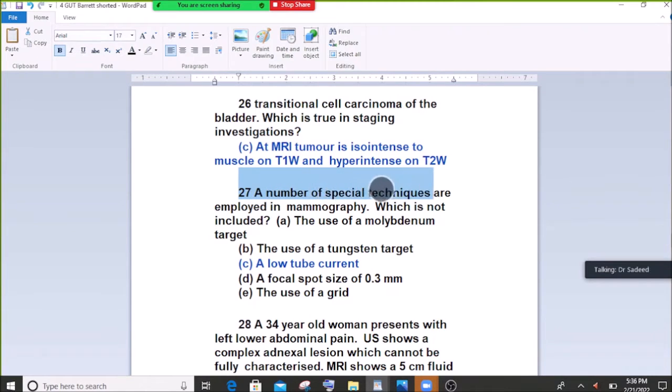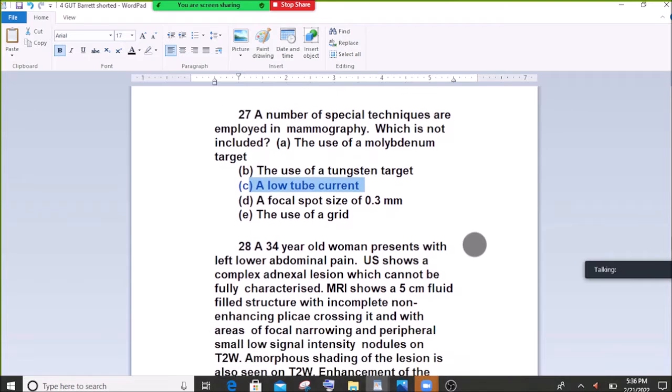Question 27, a number of compression techniques are employed in mammography, which is not included? The allowed tube current is not seen in mammography.